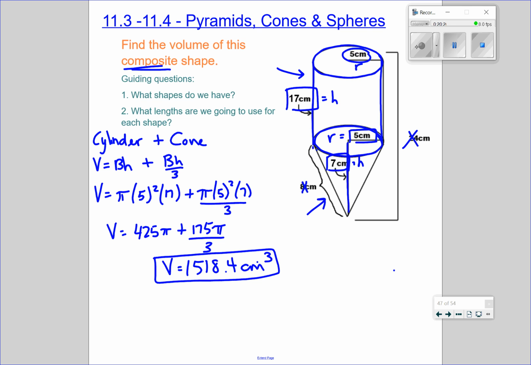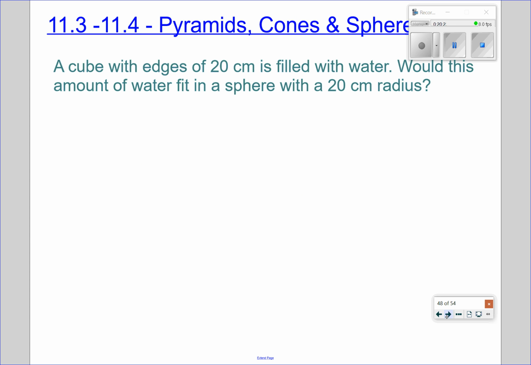Okay, for our last problem, we're going to take a couple of different shapes again. It says we have a cube with edges of 20 centimeters, and we're going to fill that cube with water. It's asking, would this amount of water fit into the sphere with the same 20 centimeters, but this time it's our radius? So let's think about this.